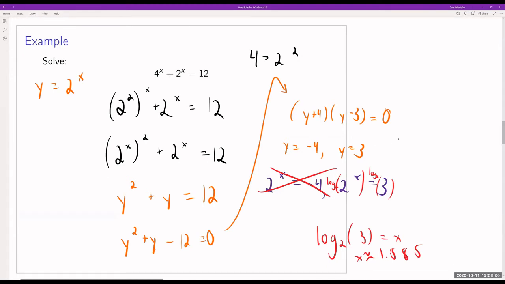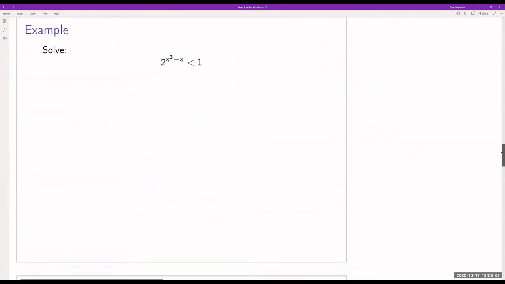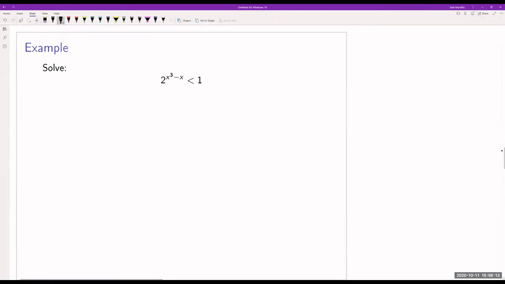Let's do one more example with exponents before we go on to logs. This time it's going to be an inequality. Now the idea is the same, we'll just have to remember that at some point we'll need to make a number line. But we'll start off just by solving the related equation.